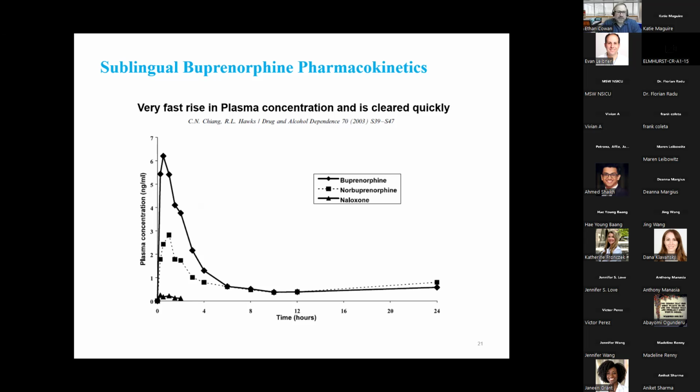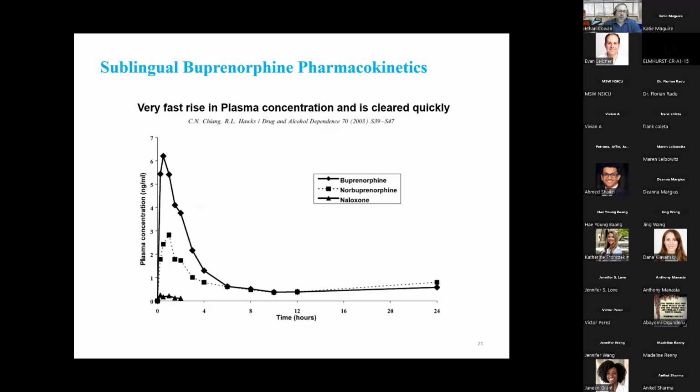The little dots at the bottom, those little triangles, that's the naloxone absorption. So it's basically nothing. The reason knowing the pharmacokinetic curves is important is because if patients given sublingual buprenorphine have full agonist on board, so if they just used heroin or fentanyl, and you give them this whopping dose of sublingual, they're going to get really high concentrations of buprenorphine really quickly, and that could potentially lead to precipitated withdrawal.